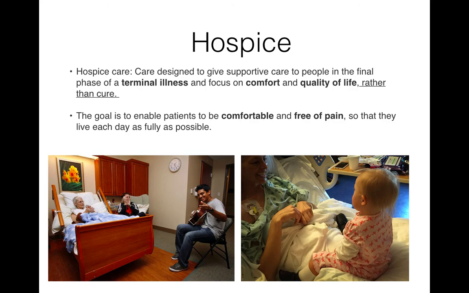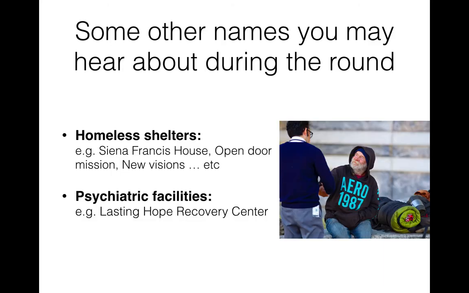and hospice care. Some other names that you might hear about were mainly from when we were at Creighton University Medical Center. Now, when we moved to Bergan Mercy, the patient population changed, and we hear about these things much less than when we were at Creighton. But you might still admit patients who are homeless or who have psychiatric issues. So these are some of the common names: Siena Francis House, Open Door Mission, New Visions. All of these are homeless shelters.